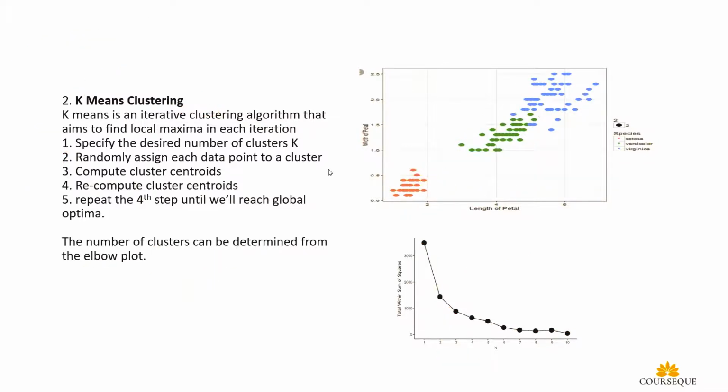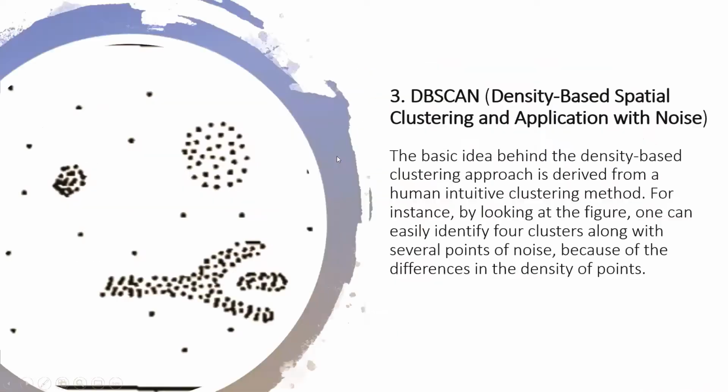Okay, guys. Next, the third broad classification of clustering is DBScan, density-based spatial clustering application with noise. So what is this noise term here? Okay, so DBScan is an algorithm which will recognize noise. Noise is nothing but the outliers, guys. Outliers in your data which are not necessary in your classification.